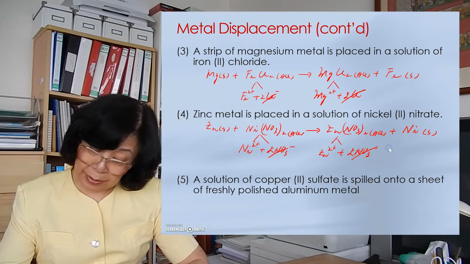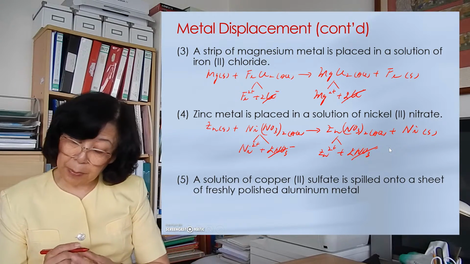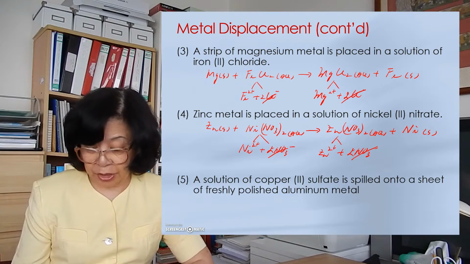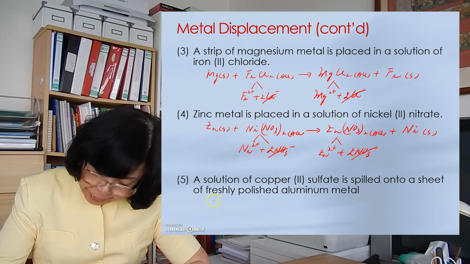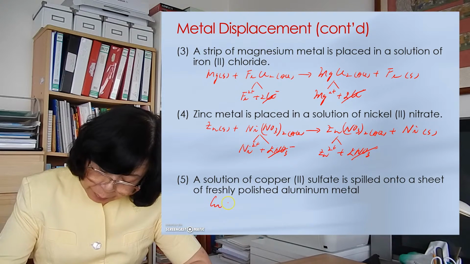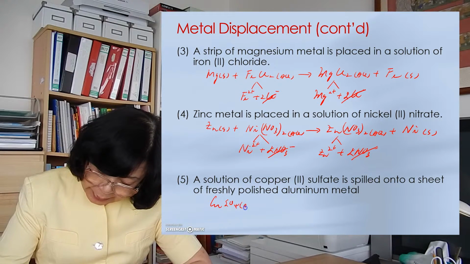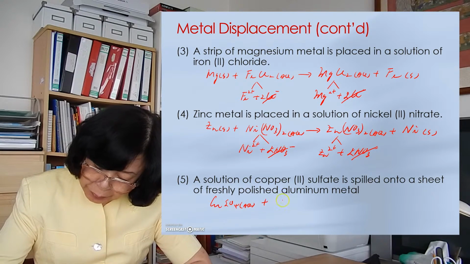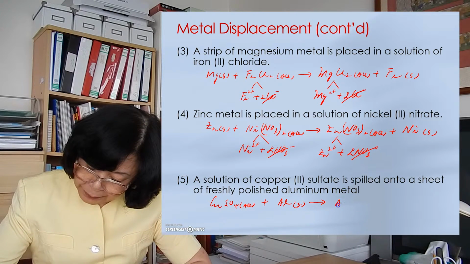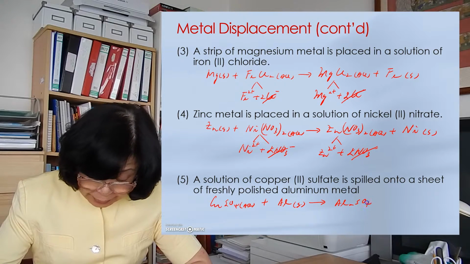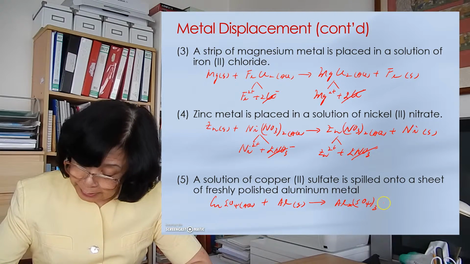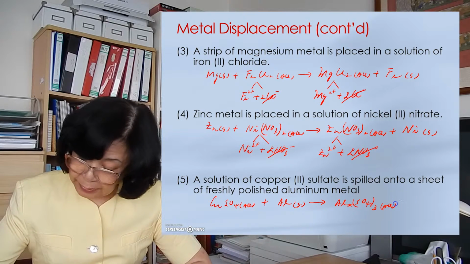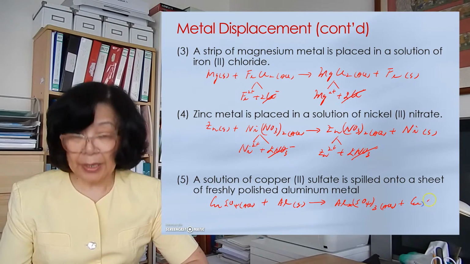And then the next one, the last one of this category: solution of copper 2 sulfate spilled onto a sheet of aluminum metal. So we put copper sulfate, the blue solution, added to this silvery aluminum metal, and it becomes aluminum sulfate solution. Make sure you write the formula correctly, Al2(SO4)3 aq, and copper metal. Take care to balance it.